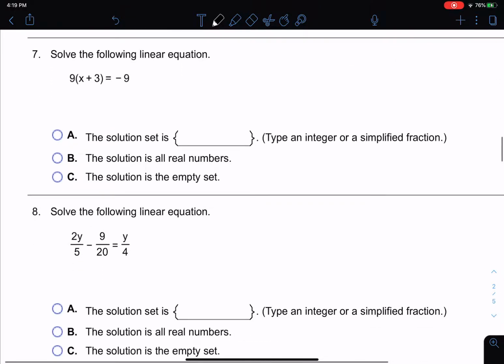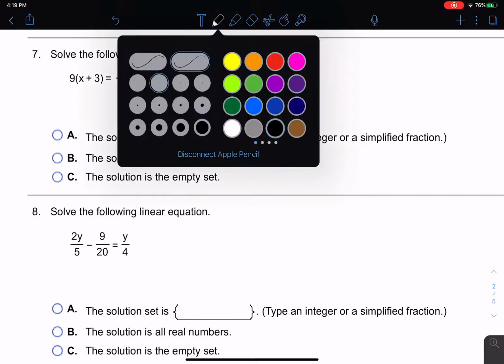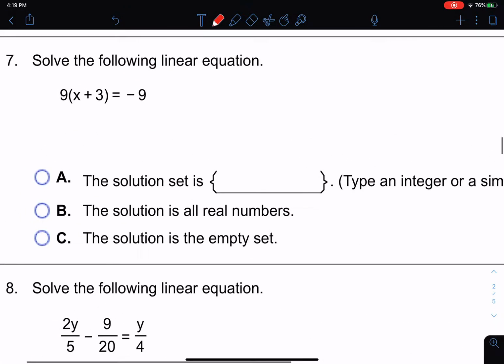Let's take a look at this next one. Solve the following linear equation. In the parentheses, we have unlike terms. So how do we break that down? We use something called the distributive property. So we distribute the 9. I'm going to zoom in a little bit. 9 times x is 9x, and 9 times 3 is 27.